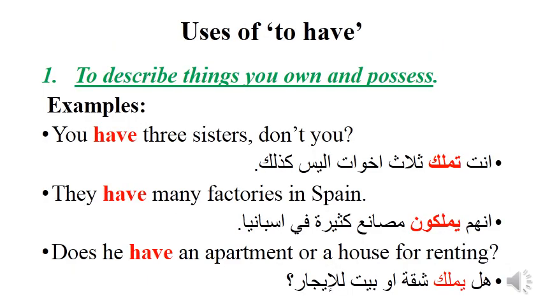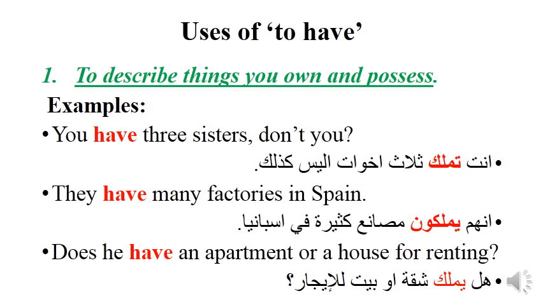Now we move to shed light on the main uses of to have, or why do we need to use to have. So let's start with the first use, which is to describe things we own and possess. I'm going to explain through the following examples.